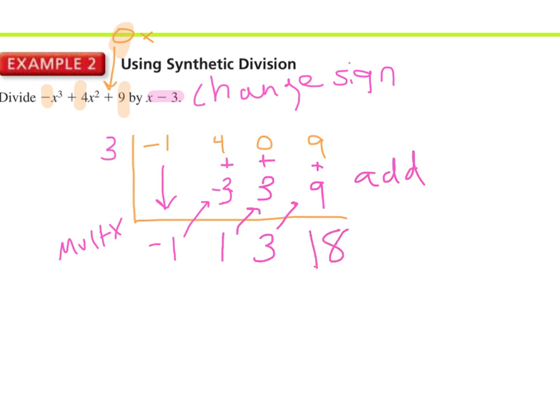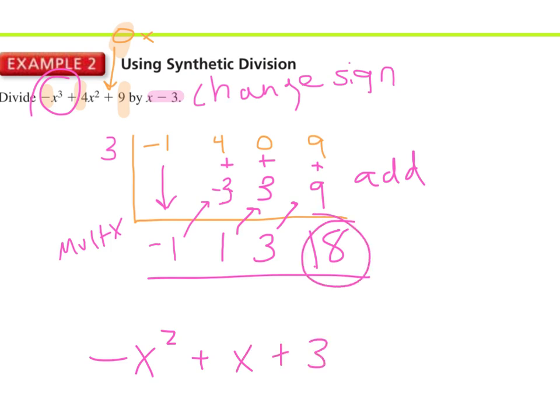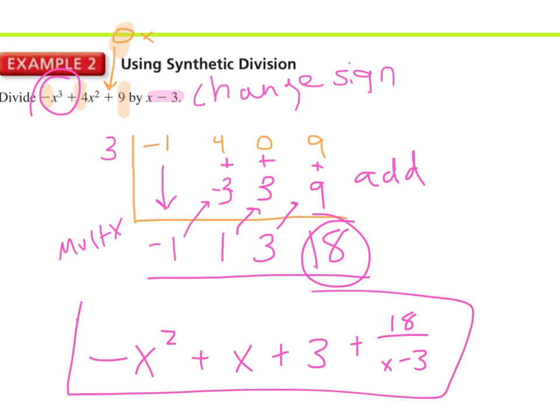So now we would write our answer. Our answer always starts one less term than what we started with here. So we started with an x cubed, so what is our answer going to start with? X squared. And then these are all of our coefficients in our answer. So we would have a -x squared plus x plus 3, and then our last number is always the remainder. So we would write our remainder the same way we did yesterday. We would just say plus 18 over x minus 3. And this is our answer. If we divided this using long division, we would get this same exact answer.